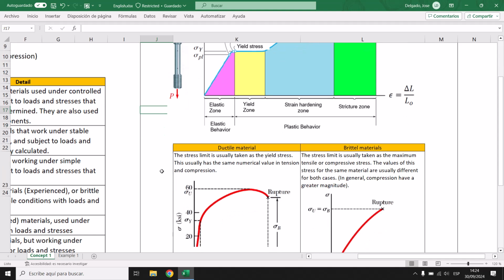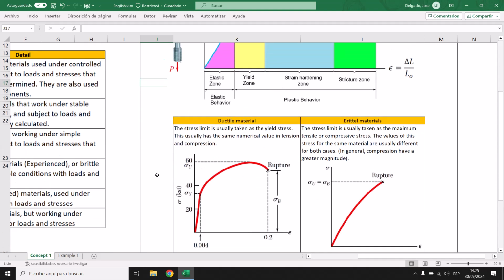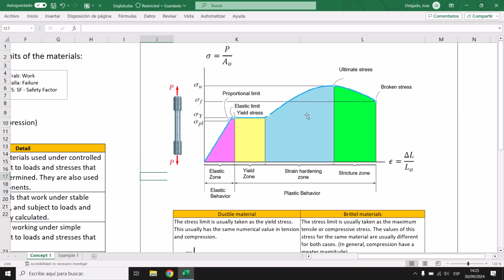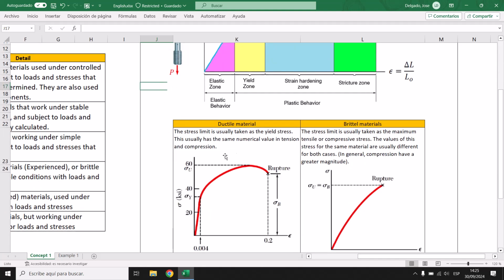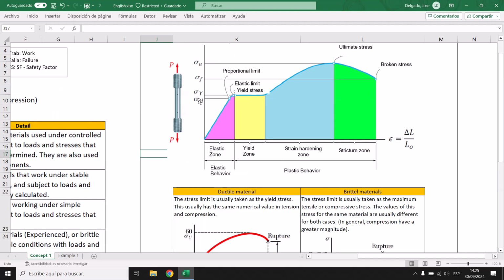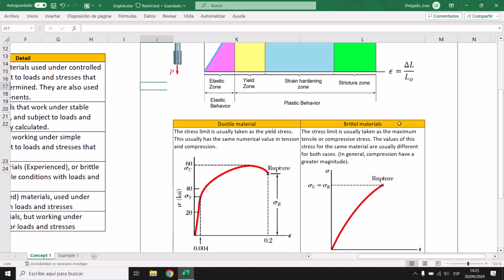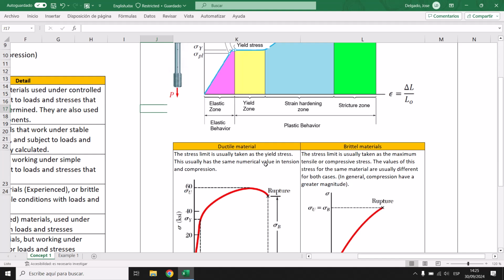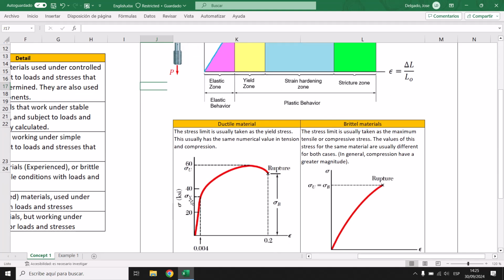Then see here we have some information for you. It is just an example, and these are the different materials. For ductile material, the stress limit is usually taken as the yield stress. You can see here they usually have the same numerical value in tension and compression. That's the reason why, when you are researching on Google or in ANSYS, for some materials because it's ductile, you can find the stress for tension or compression, because you should use the yield stress.